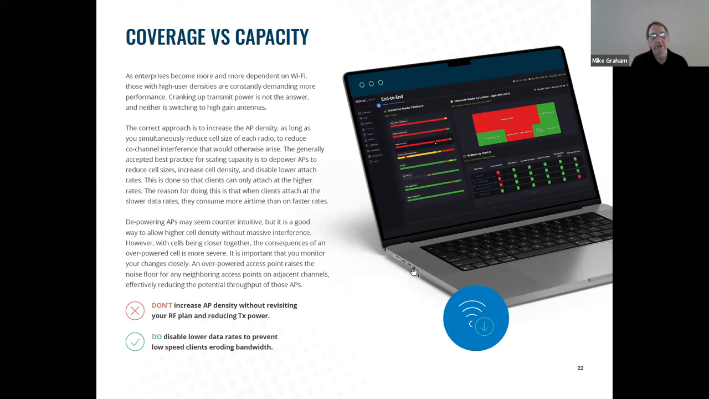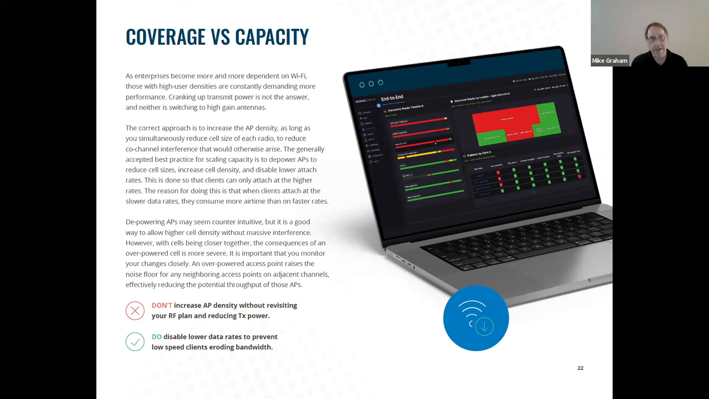Down at the bottom, lower data rates. This actually is something quite important, and it helps several things. They say low speed clients eroding bandwidth here, and that is one of the things. If you have a lot of traffic at lower data rates, that traffic takes longer to transmit. It's on the air longer than the same amount of data at a higher data rate. So lower data rate traffic uses an outsized amount of channel utilization. So those lower data rates can be bad that way.